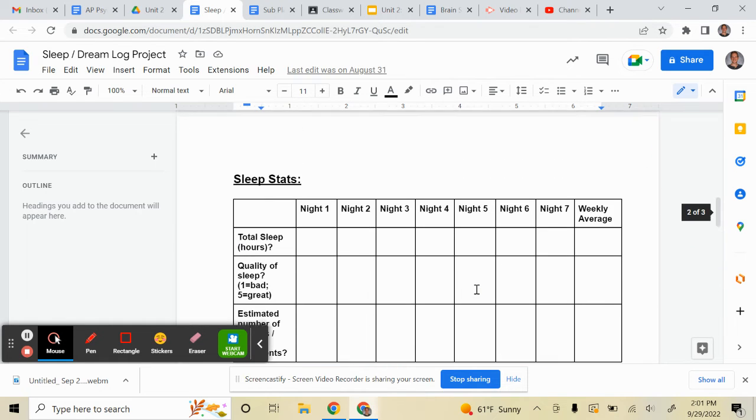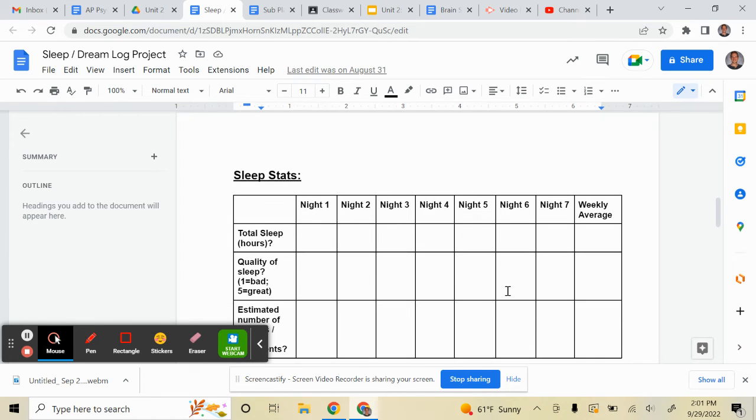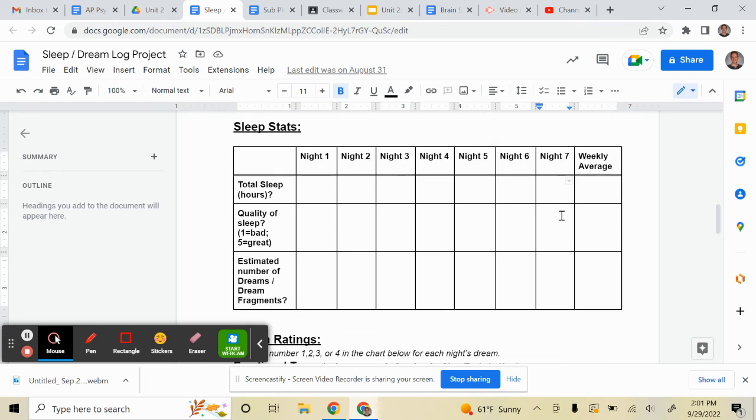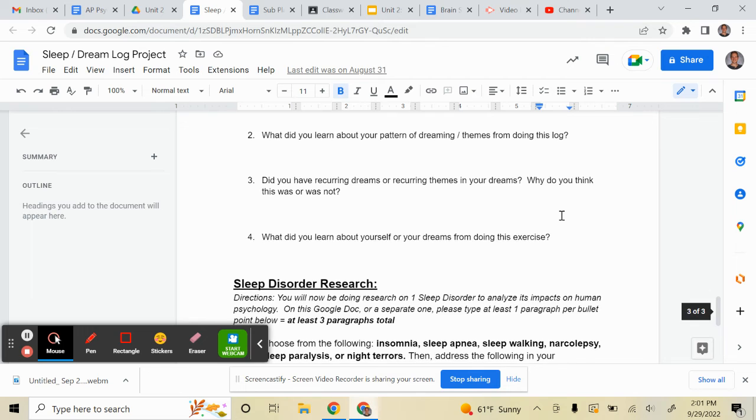So you don't need to start this tonight by any means. If you want to start it tonight, you can. You're supposed to try to do 7 days worth. This isn't going to be due till the end of next week. So you've got at least like 10, 11, 12 days. So if you choose not to start this until next week, or over this weekend, you'll be fine with that. But try to have 7 nights worth of data here to figure out what your averages are in terms of how much sleep you're getting and what kind of dream life you have.